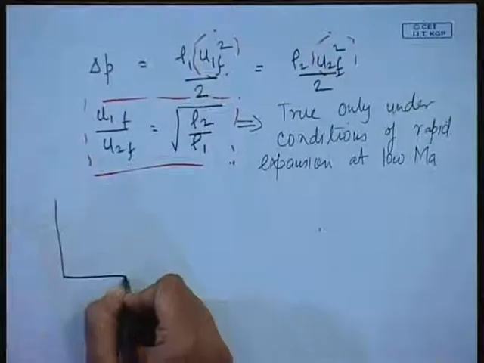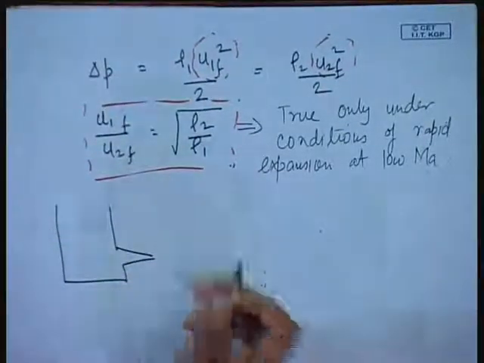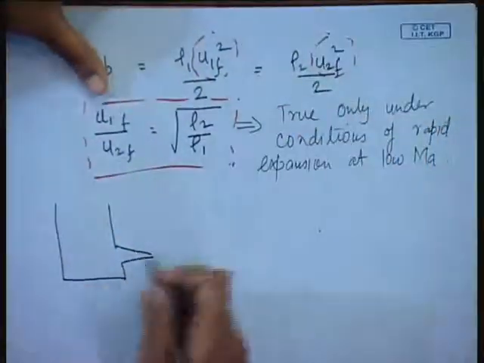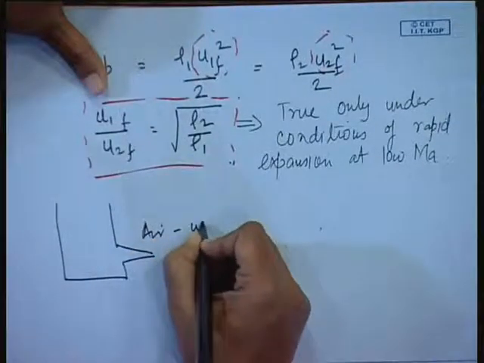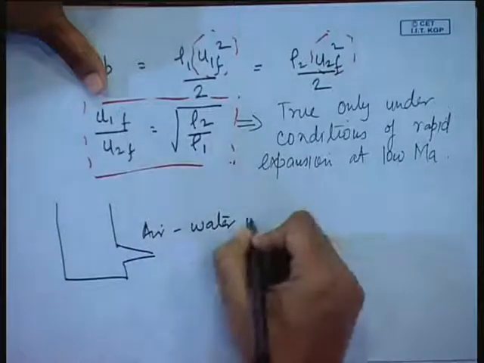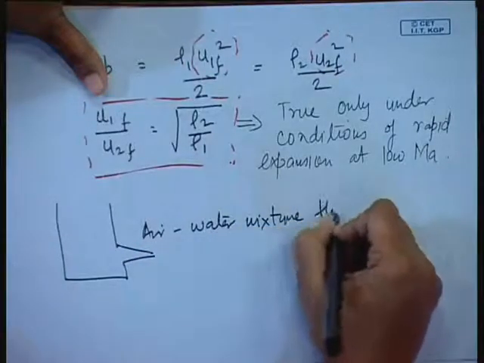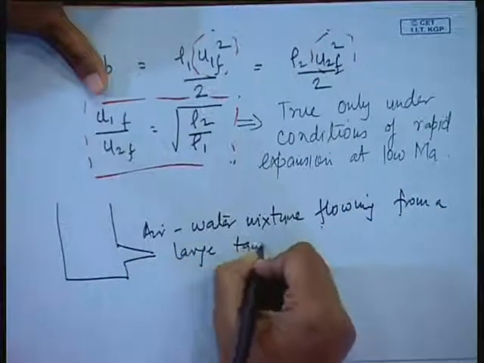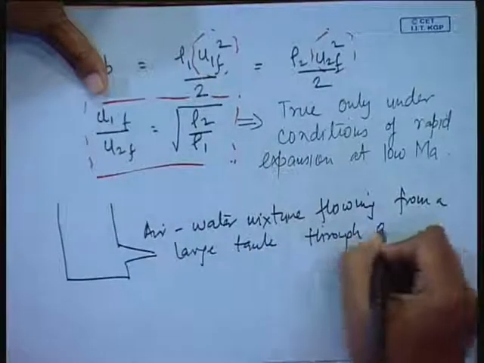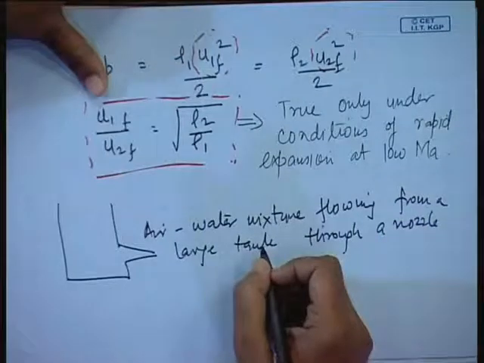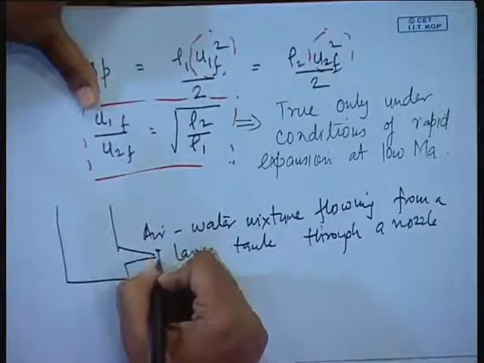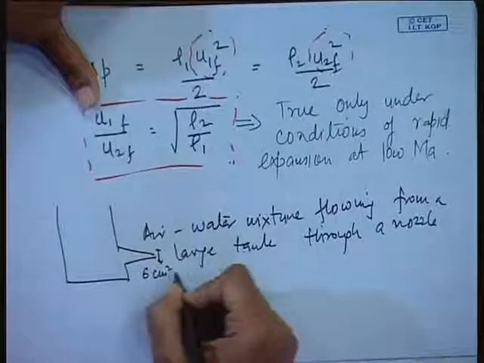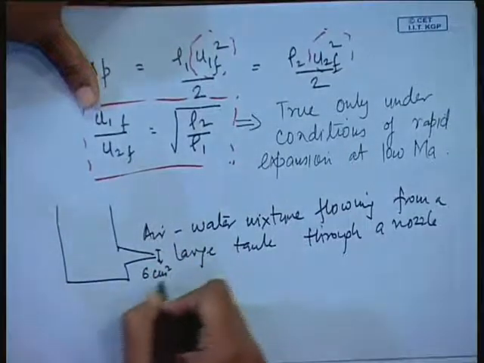Say we have a very large tank, and from this tank an air water mixture is flowing out through a nozzle. The nozzle cross sectional area is 6 cm².